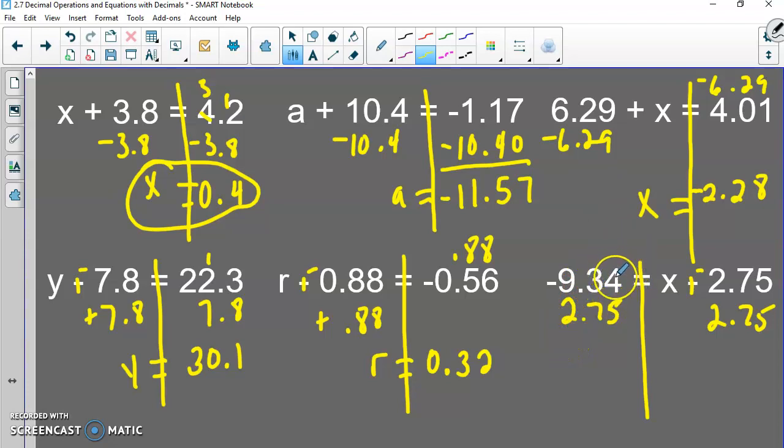Okay, so we're going to borrow. 14 minus 5 is 9. 12 minus 7 is 5. 8 minus 2 is 6. It is negative because the biggest one's negative. Bring down the decimal, just like that. Bring down the x and bring down the equal sign. All right, and circle your answer. Good. Let's look at the next slide.